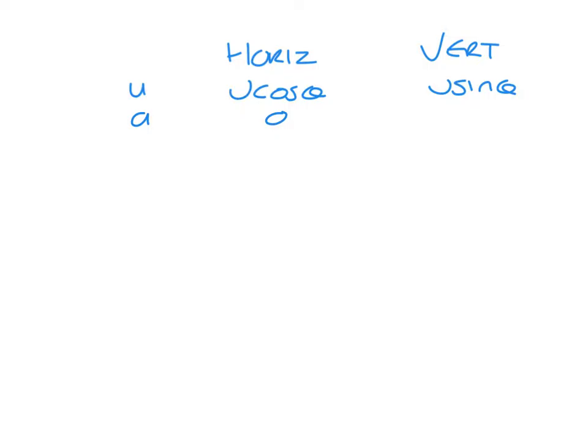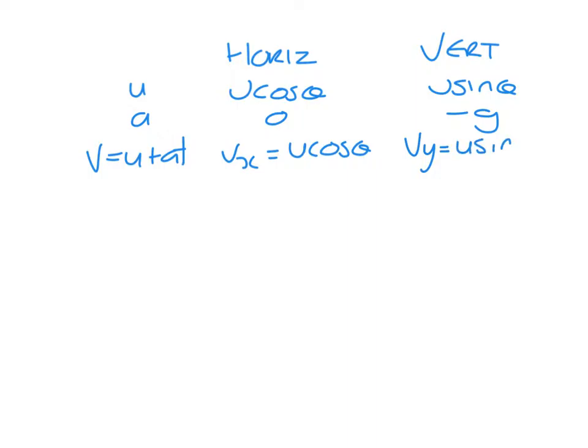So we start with our table, horizontal and vertical. Initial horizontal velocity is u cos theta, initial vertical is u sine theta. Acceleration horizontally is 0, vertically is minus g. Then if we use v equals u plus at, horizontal is u cos theta, vertical is u sine theta minus gt.